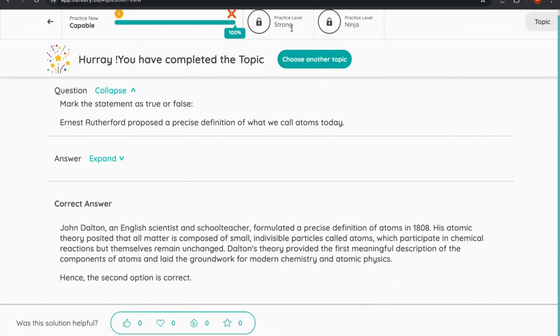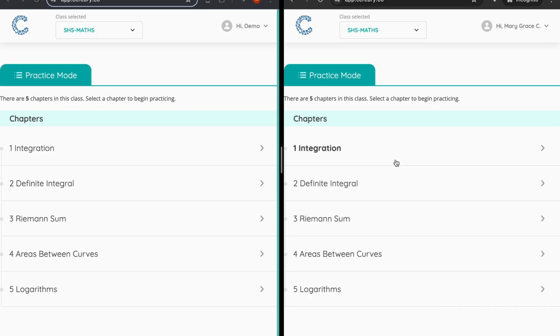Since I haven't practiced the strong level in the actual practice mode, now in the revision mode, it asks me to choose another topic. The AI generates variations of questions. The Cerebry platform ensures that no two students in the same class will get the same question. Let me showcase one example.